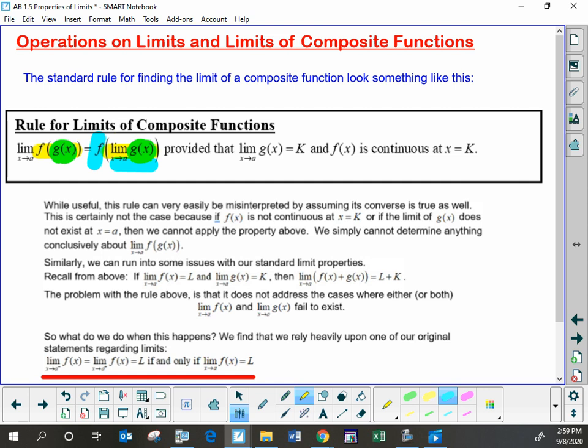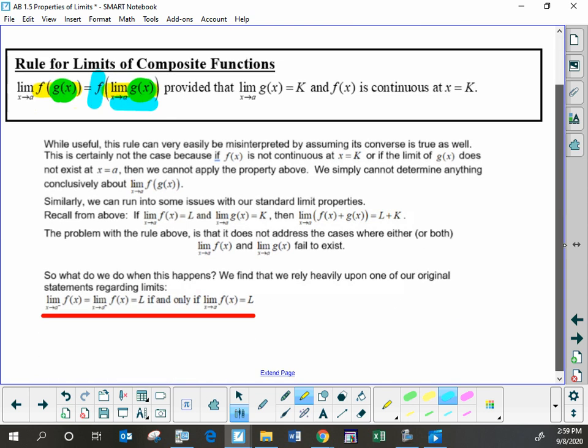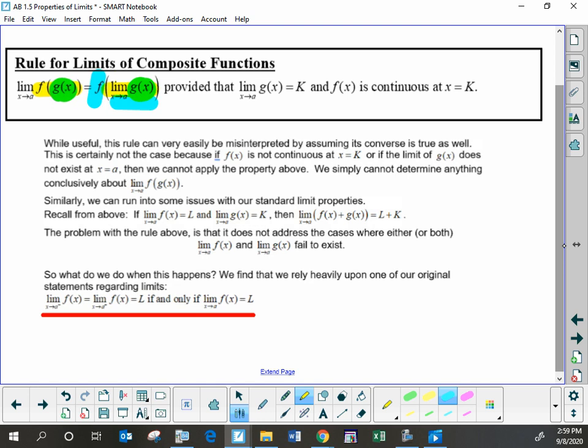And it's a nice rule, but it's not always so easy to follow. And it says, while it's useful, this rule can be very easily misinterpreted by assuming its converse is true as well. This is certainly not the case, because if f of x is not continuous at x equals k, or if the limit of g of x does not exist originally at x equal a, then we cannot apply that property above. So we simply can't determine anything conclusively about these limits.